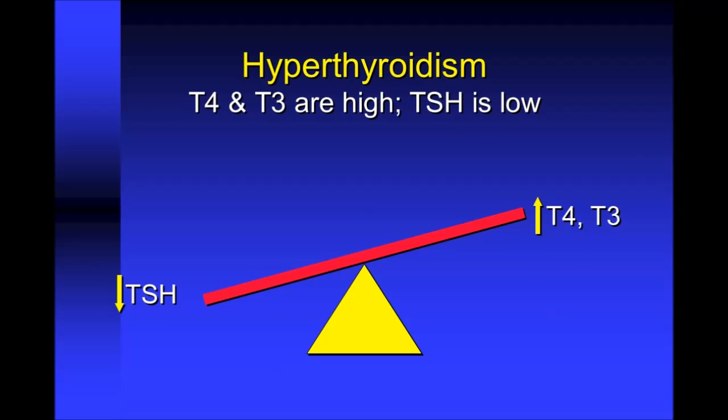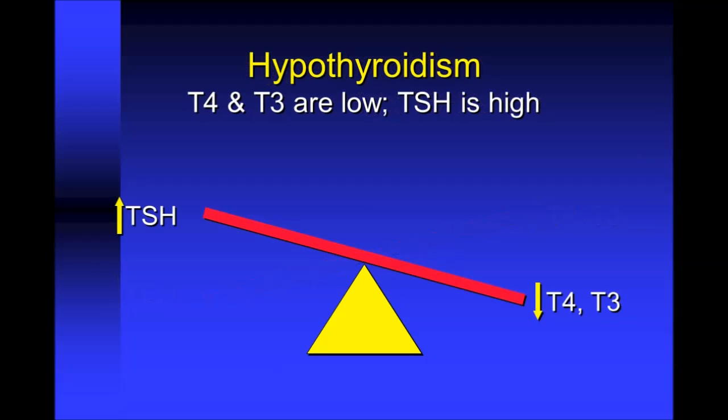In hyperthyroidism, as the T4 and T3 end of the teeter-totter go up, the TSH level declines. In hyperthyroidism, the excess hormone causes the pituitary to decrease the production of TSH in an attempt to decrease the production of thyroid hormone by the thyroid gland. Finally, in hypothyroidism, as the level of T4 and T3 in the bloodstream go down, the level of TSH goes up.